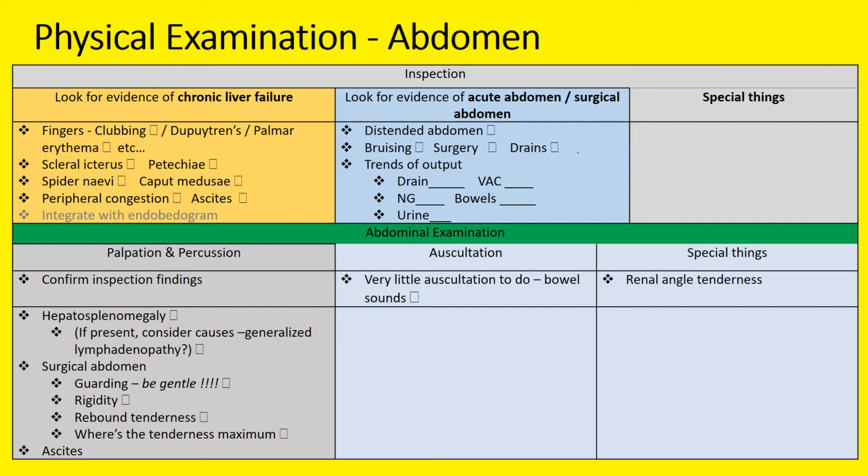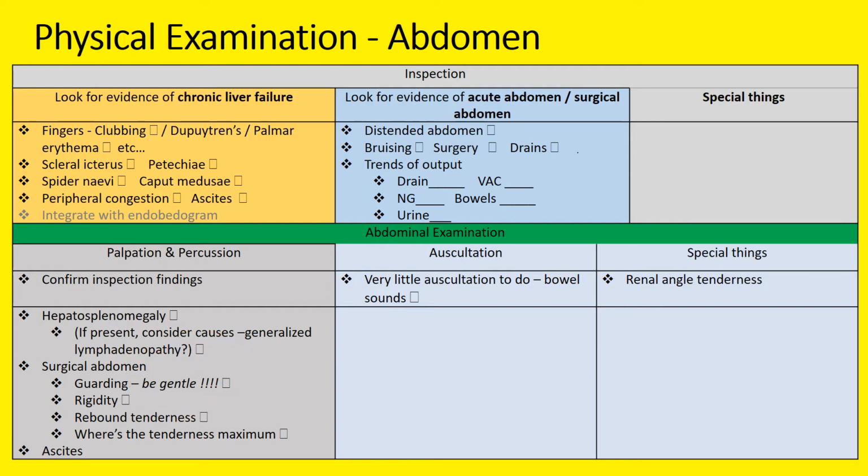And then when you do an abdominal examination for palpation and percussion, you confirm the inspectory findings, and then you look for evidence of a surgical abdomen here, which is you look for guarding, rigidity, rebound tenderness, and where is it maximal? Is it focal or diffuse? But always be gentle. If you're not gentle, your examiner will not like you.